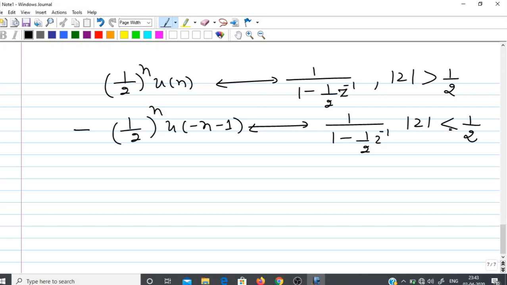Now it is important to note that these two sequences are altogether different, but their Z transform expressions are coming out the same. So what does it indicate? Does it indicate that two different sequences can have the same Z transform? No, the Z transform is not the same. Why? Though the expressions are the same, their ROCs are different. So we can say for two different sequences, the Z transform can't be the same. The Z transform would be unique.